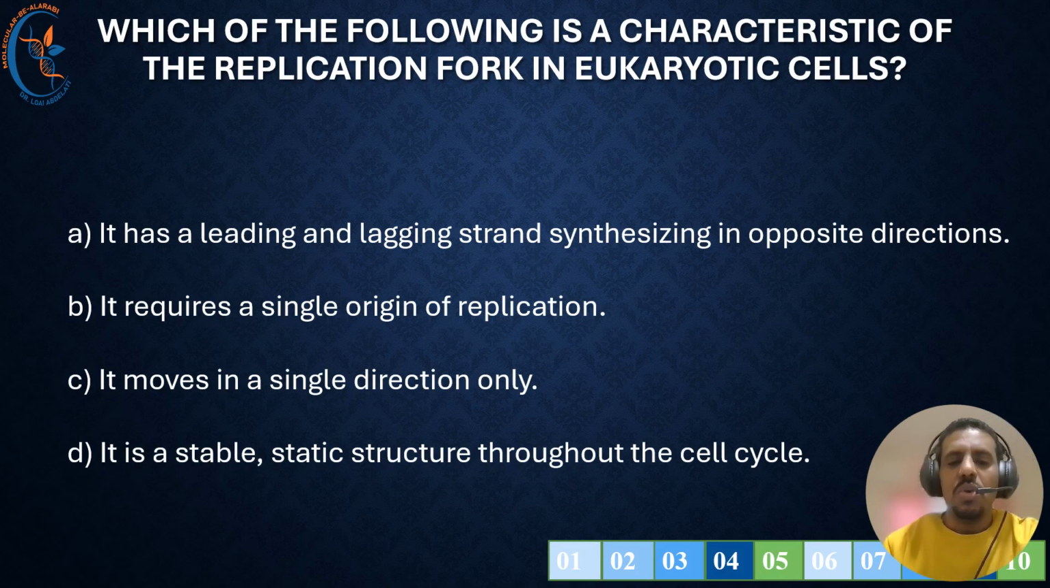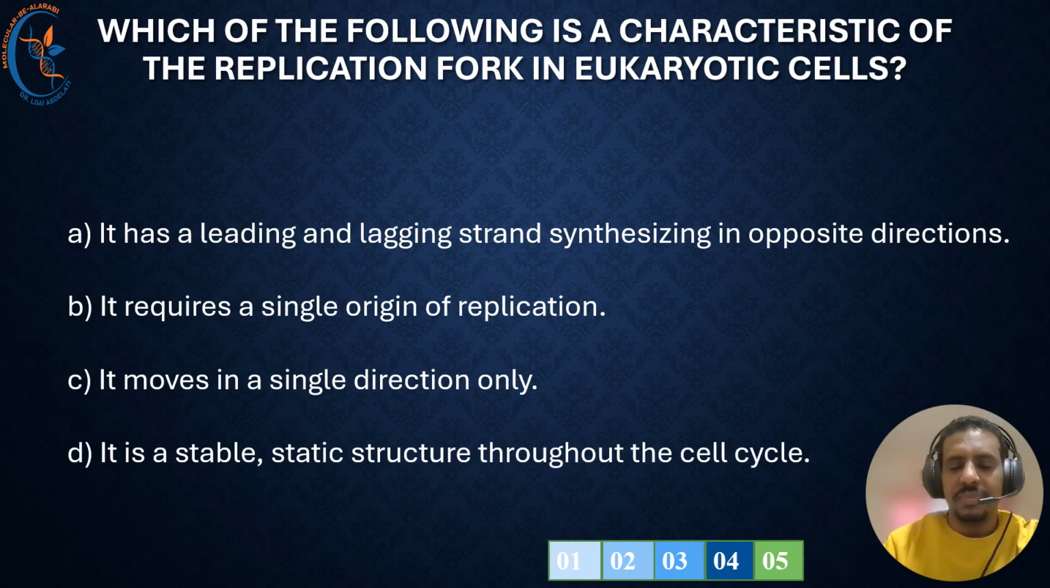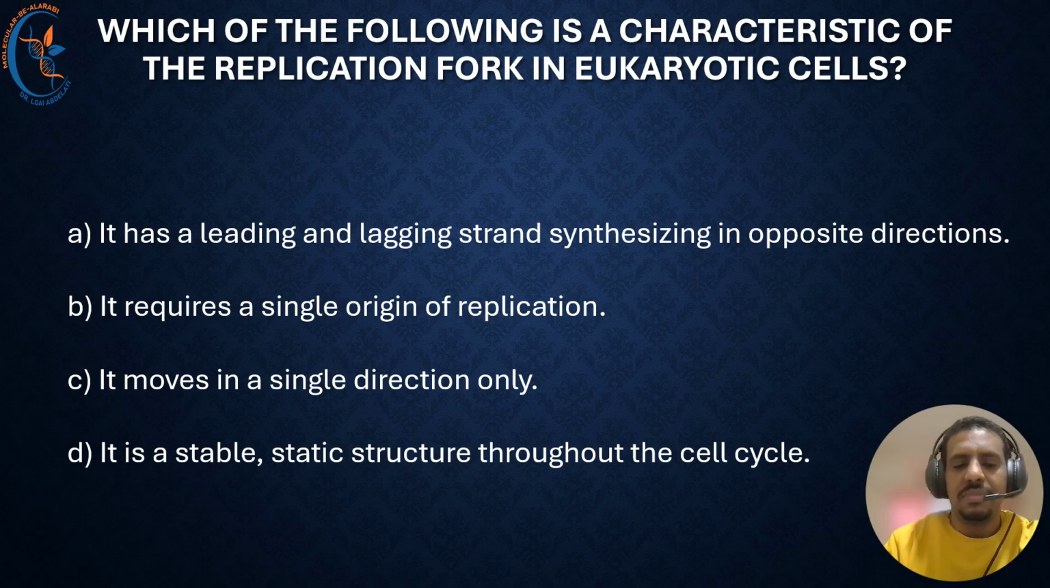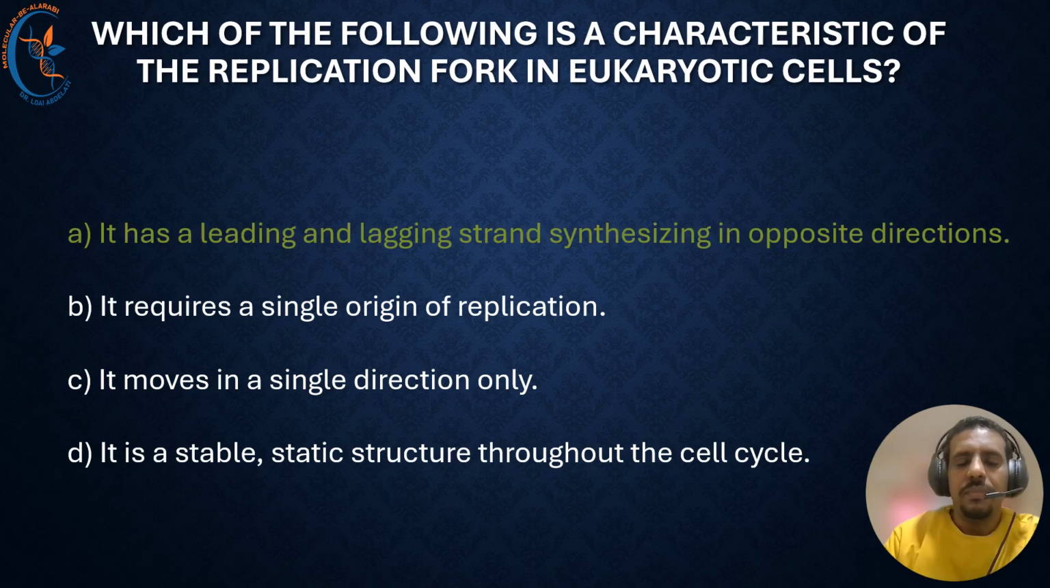The next question is, which of the following is a characteristic of the replication fork in eukaryotic cells? 10 seconds. Let's move on. All right. The correct answer, it has the leading and lagging strands synthesizing in opposite directions. As we know, the replication fork moves in both directions with continuous synthesis on the leading strand and discontinuous synthesis on the lagging strand. All right.